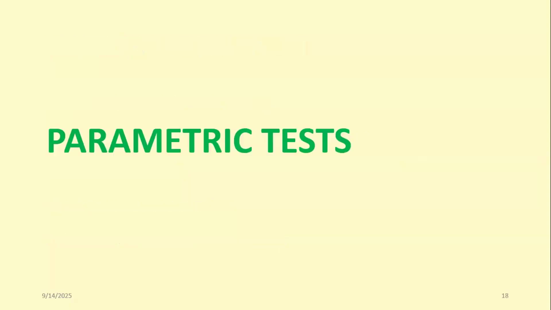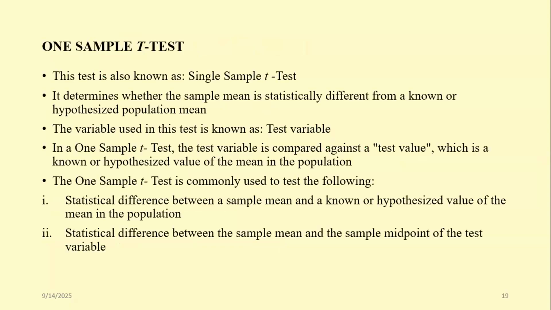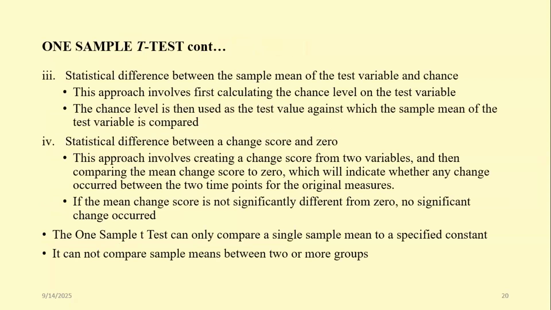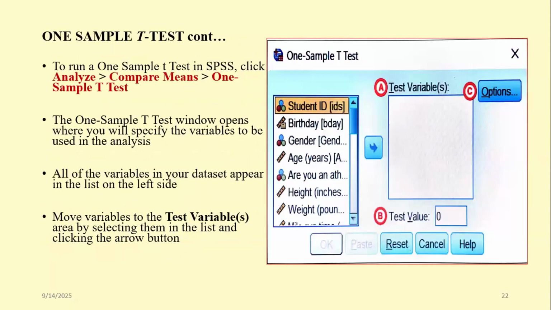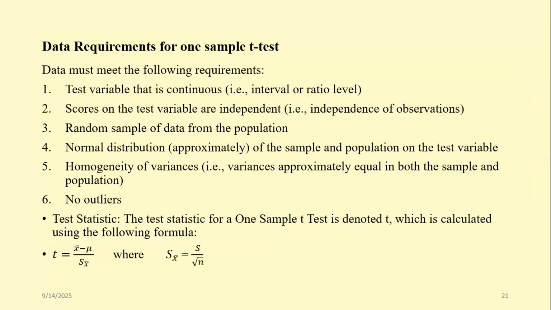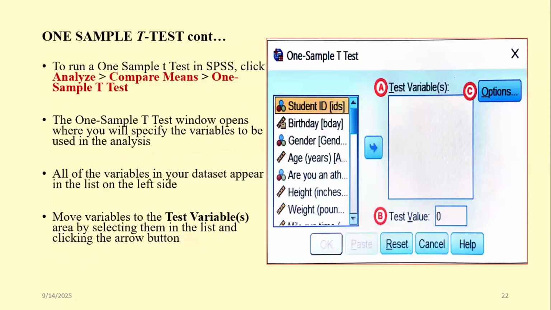So now let's go to statistical analysis proper. I will show you how to do them one after the other. So you see, for one sample t-test, this is the data requirement for this test. If your data meet these requirements, then you can use the one sample t-test.